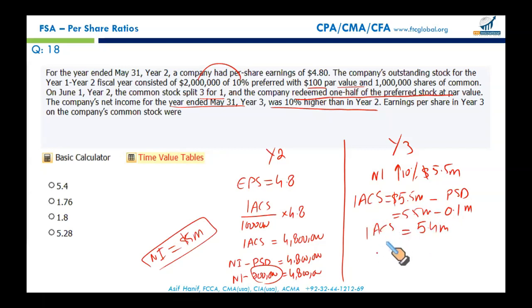Right now, the next step is to calculate EPS, earnings per share, which is equal to 5.4 million divided by the number of shares. And the number of shares again has a twist here. It says the common stock split was 3-for-1, which means every one stock was divided into 3. If originally there were 1 million shares, they have each been divided into 3 equal parts. So now we have 3 million shares outstanding. So dividing 5.4 million by 3 million shares, you should get $1.8 per share. So that makes C the correct option.